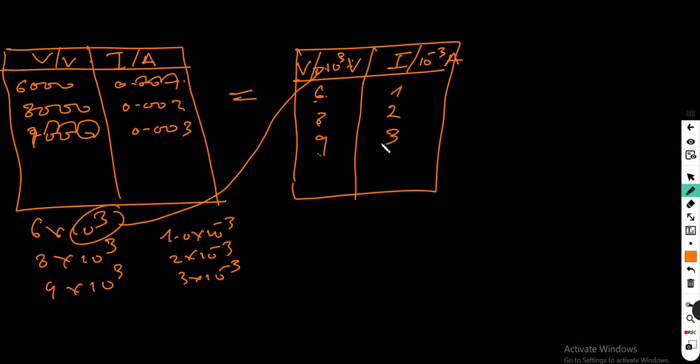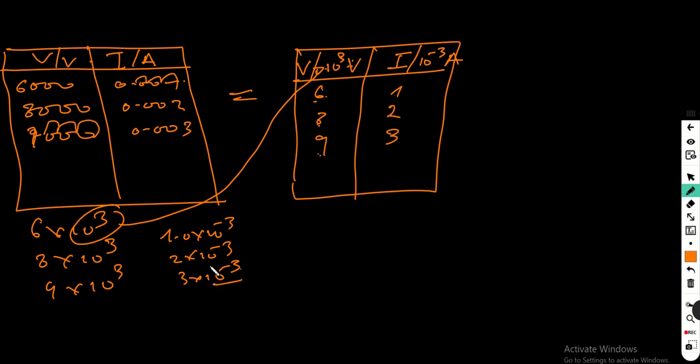Now in this case, you have prepared the data. It's easy for you now to plot. You can plot 6, 8, 9, 1, 2, 3, rather than plotting 6,000, 9,000, 8,000, or 0.01, 0.02. It's so difficult to plot that. So this is how we're going to prepare your data for plotting. That's what I mean by plotting. So you have to take note.